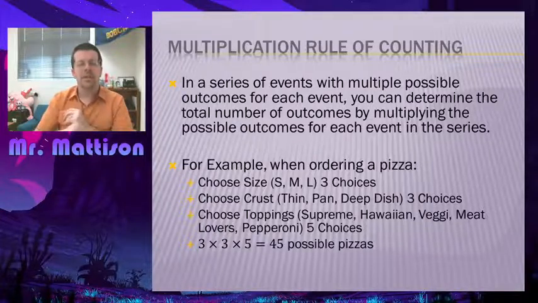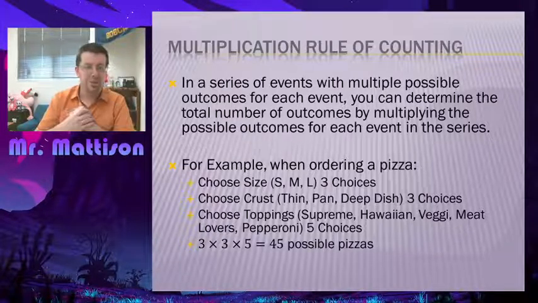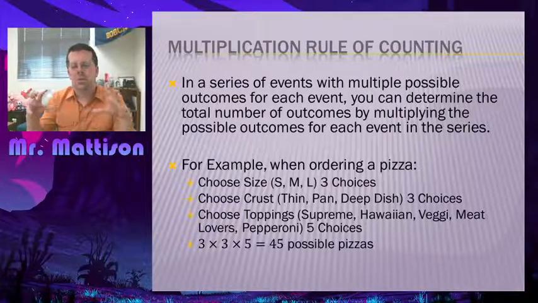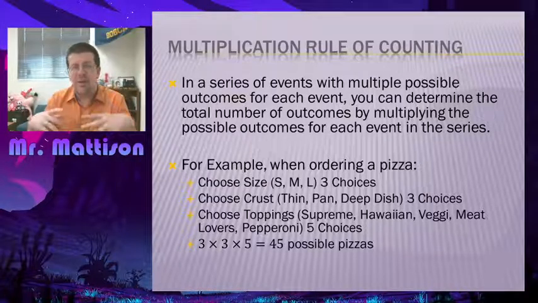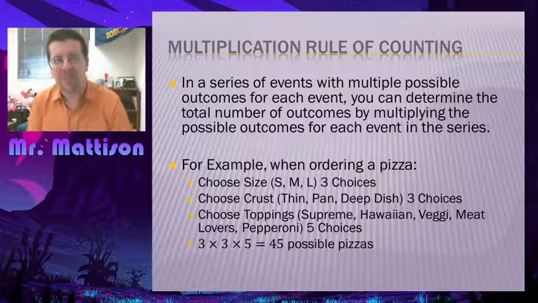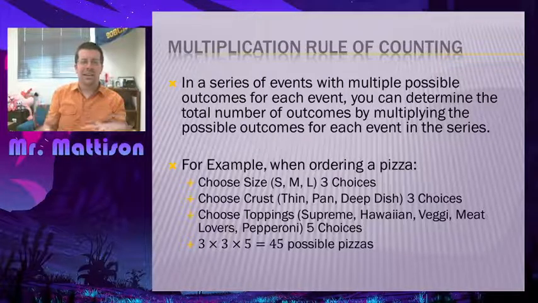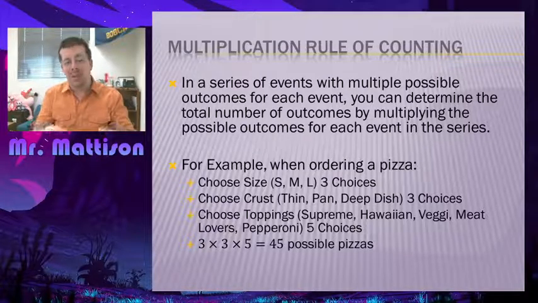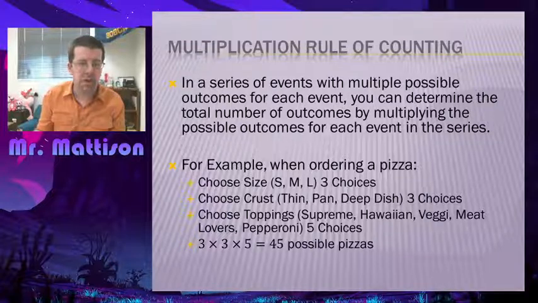So first thing is what's called the multiplication rule of counting. When we're talking about counting, we're trying to count up the number of options we have in a certain situation. That makes it a lot easier for us to find the probability if you know the total number of possible outcomes.